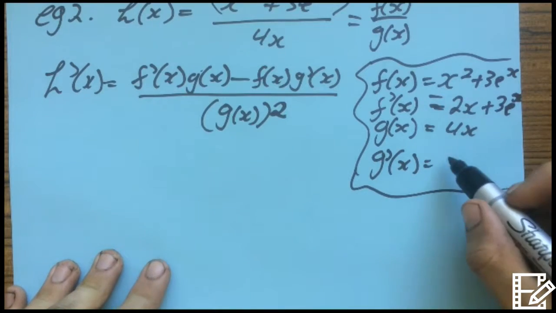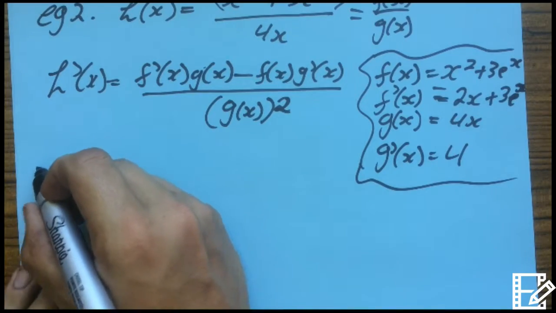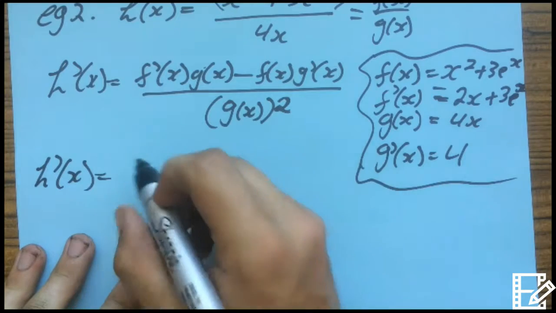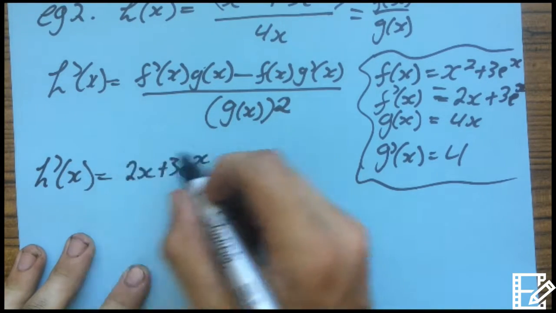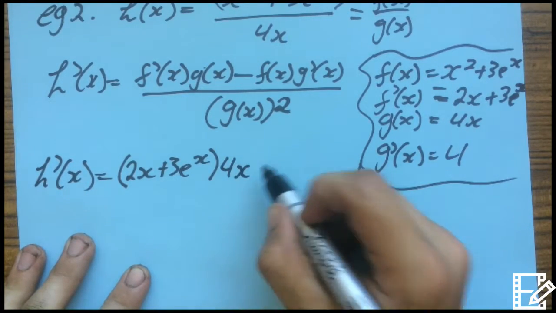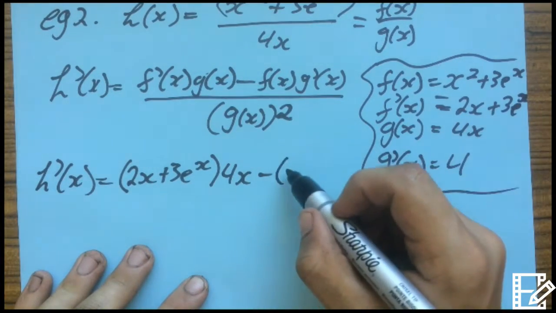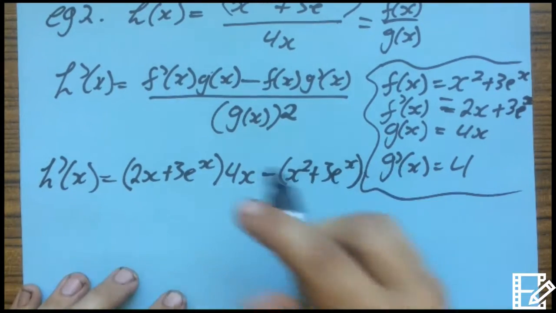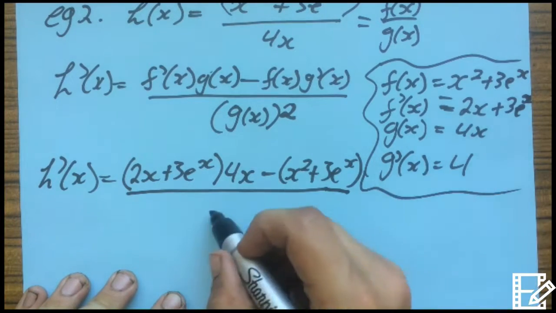And the derivative of 4x is just 4. So if we were to fill this in, what we end up getting is the derivative of f(x), 2x plus 3e^x, multiplied by g(x), which is 4x, minus f(x), which is x squared plus 3e to the power of x, over g(x) squared. g(x) being 4x.